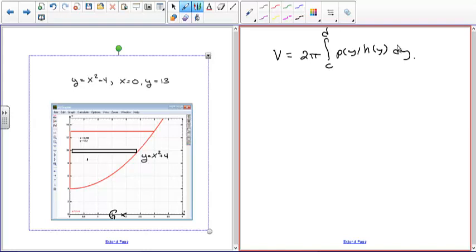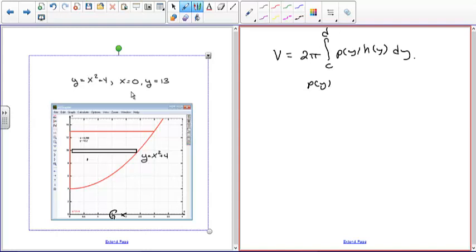So let me see who I'm going to ask here. Daniel, what is p of y? Y, yeah, because p of y is always y when you're rotating around the axis. Now p of y would be something different if you rotate around another horizontal axis. So p of y is y. Now we can't do h of y yet because we have to solve the equations that define the boundary.